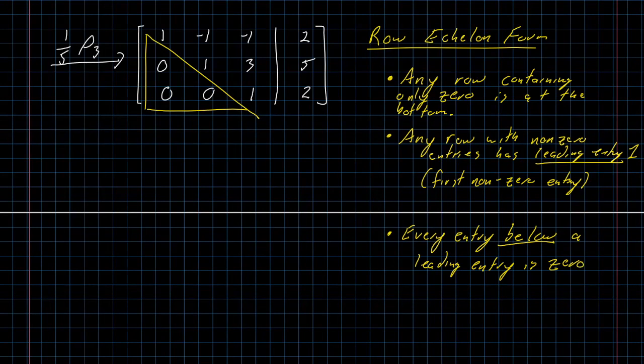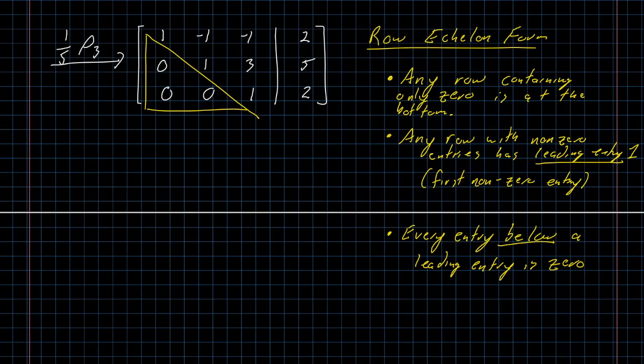The other thing that we want for row echelon form is that every entry below a leading entry is 0. We've got a leading entry here. The rest of the column is 0. We've got a leading entry here. There's a non-zero entry above it, but everything below it is a 0. We've got a leading entry here. There's nothing below it at all. All right. Those properties are the properties that give you row echelon form.